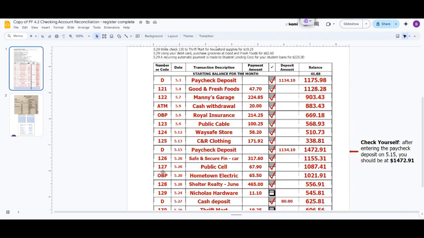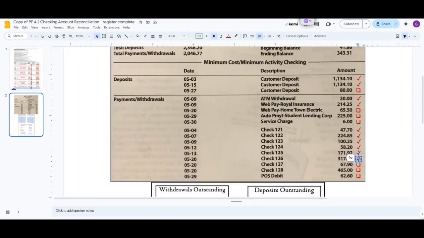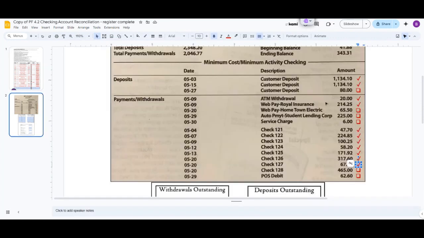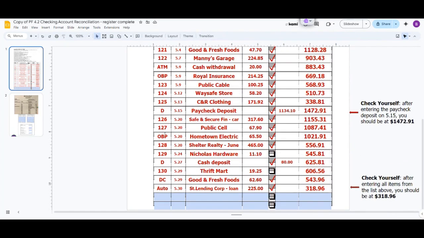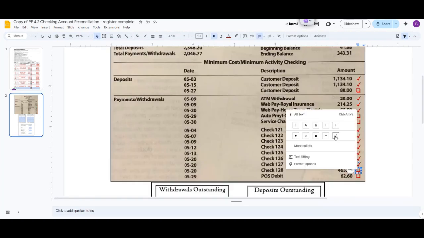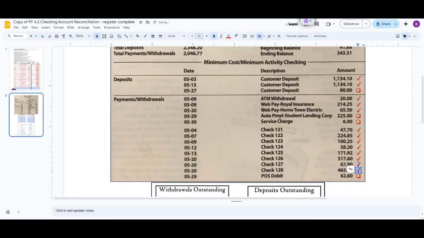Check 127 for 67.90 is on my statement, so I can check that off. All right, online bill pay on the 20th for 65.50 is right here. I'll check that off. Check 128 for $465 for rent is on here. Check that off.